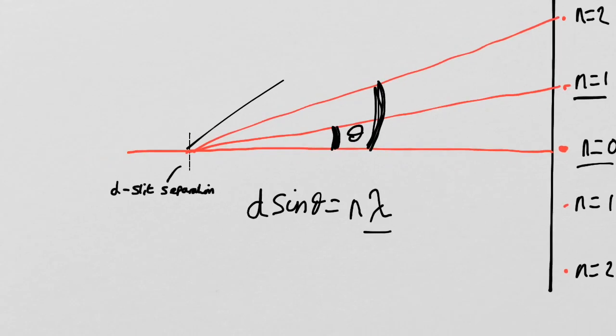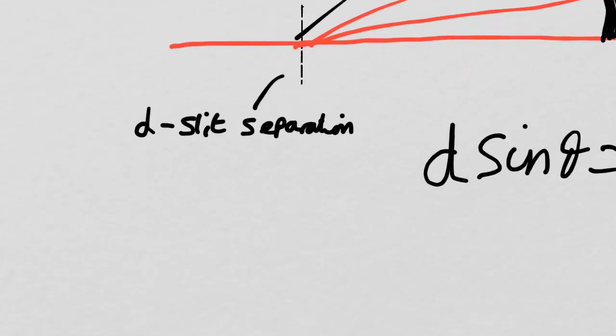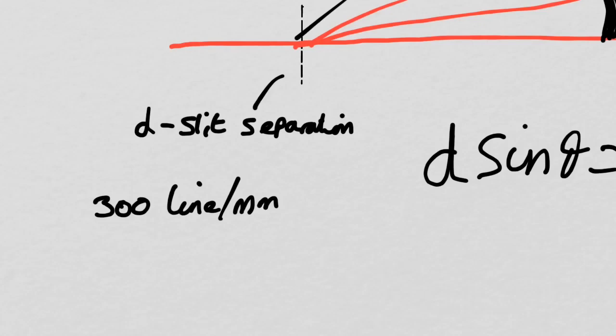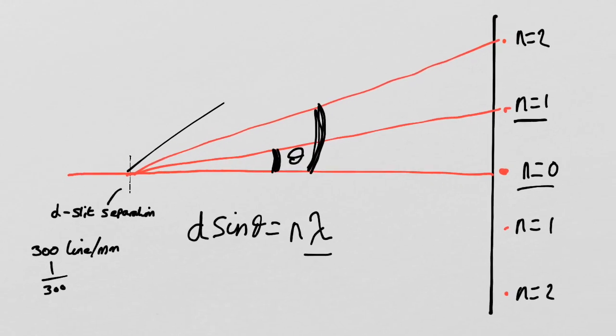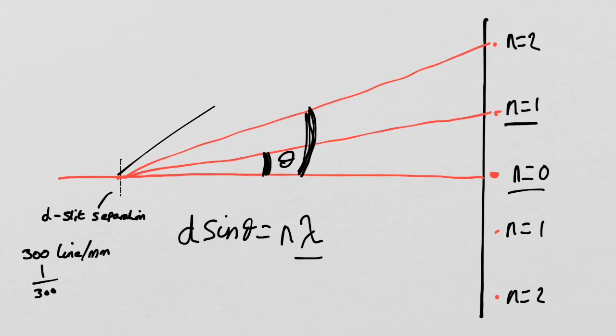Now, just one more thing. You might be told that your diffraction grating has, say, 300 lines per millimetre. You could find the slit separation in millimetres from that just by doing 1/300, and that will give you the slit separation in millimetres. And that is diffraction grating and two-source interference. I'll see you in the next video.